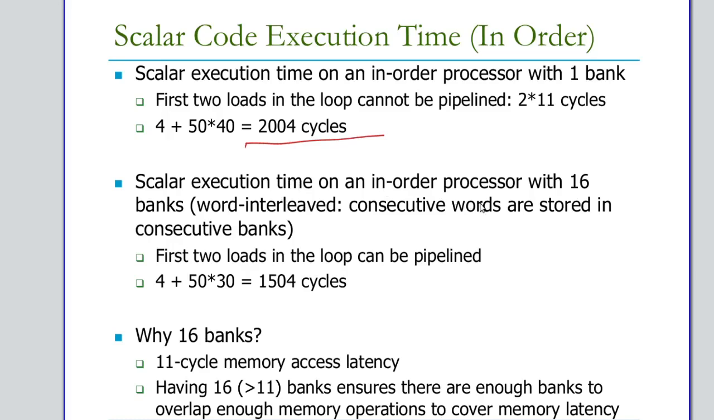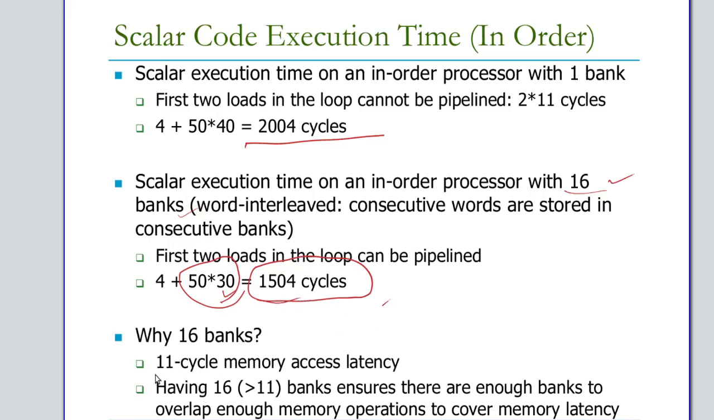If you are getting the data per clock cycle from the memory, if you have 16 banks, in that case it will be a little faster and you will get the data. So you will be able to do it in 1504 clock cycles. Why 16 banks?